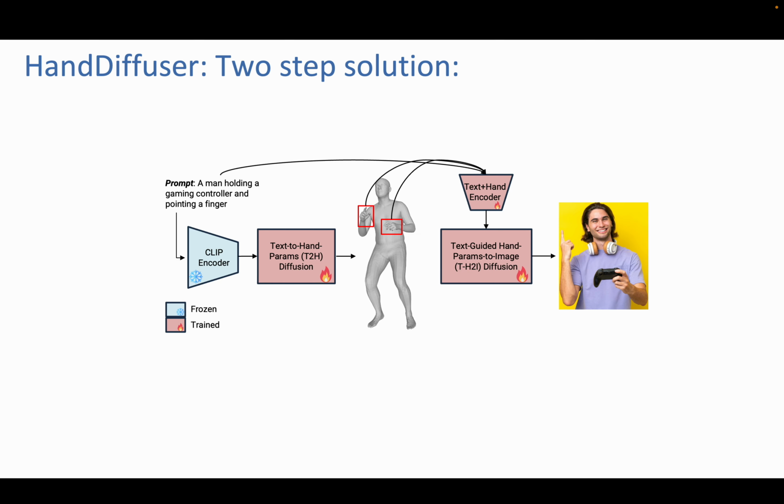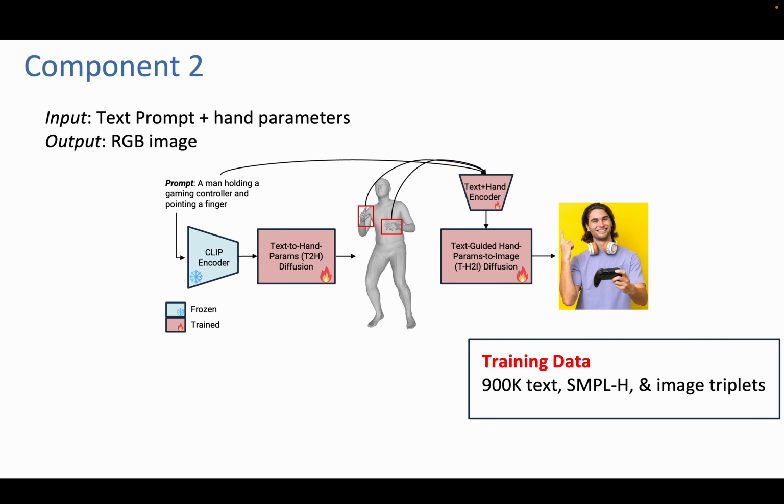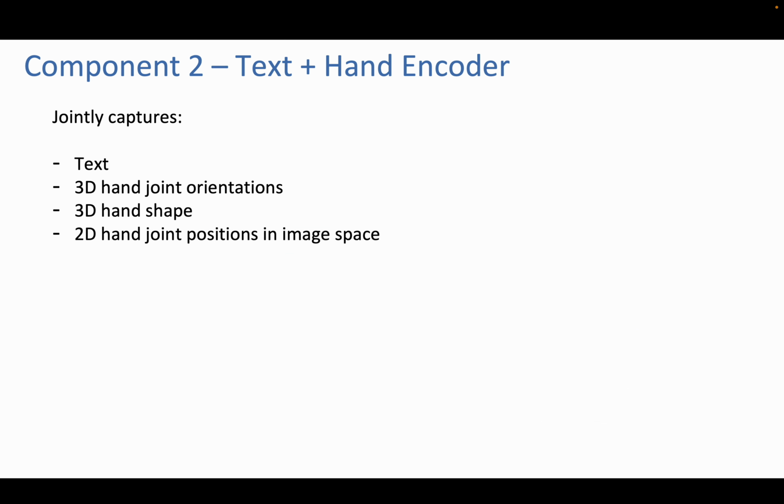The second step is another diffusion model that generates images from text by conditioning on the parameters obtained from the first diffusion model. We train the first diffusion model using text and SMPLH pairs. We train the second diffusion model using text, SMPLH, and image triplets. Notably, for the second diffusion model, we develop a novel text and hand encoder to obtain a joint representation, which is used to condition the image generation.